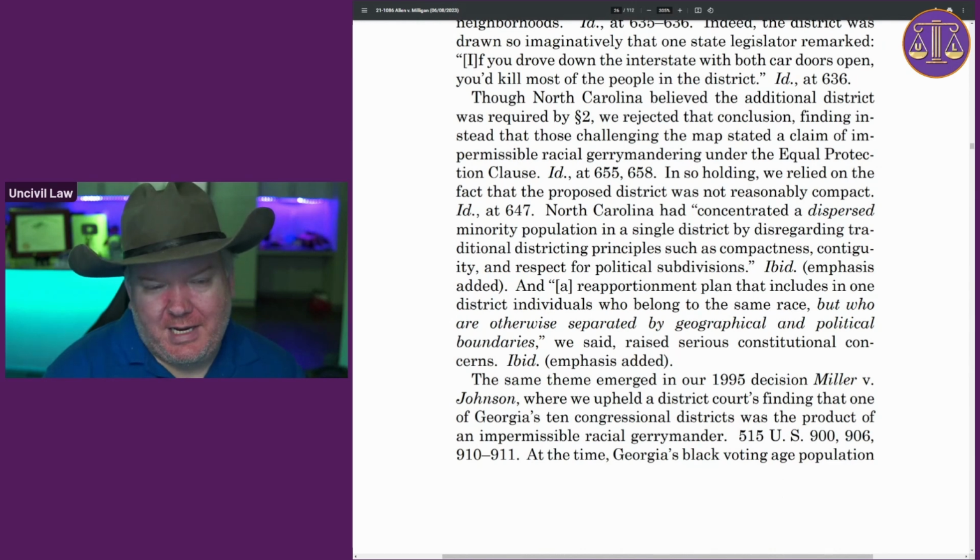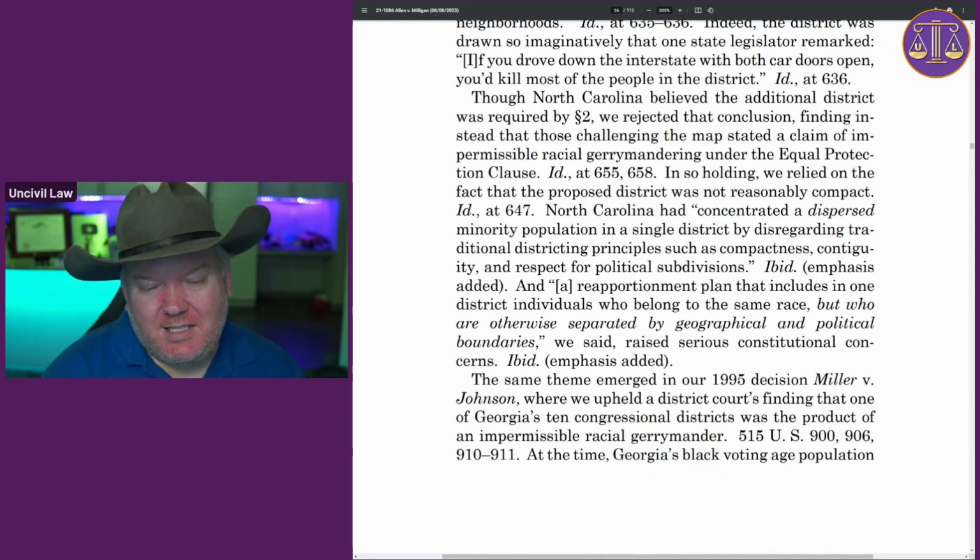North Carolina had concentrated a disparate minority population into a single district by disregarding traditional districting principles, such as compactness, contiguity, and respect for political subdivisions. A reapportionment plan that includes in one district individuals who belong to the same race, but are otherwise separated by geographic and political boundaries, raises constitutional concerns.